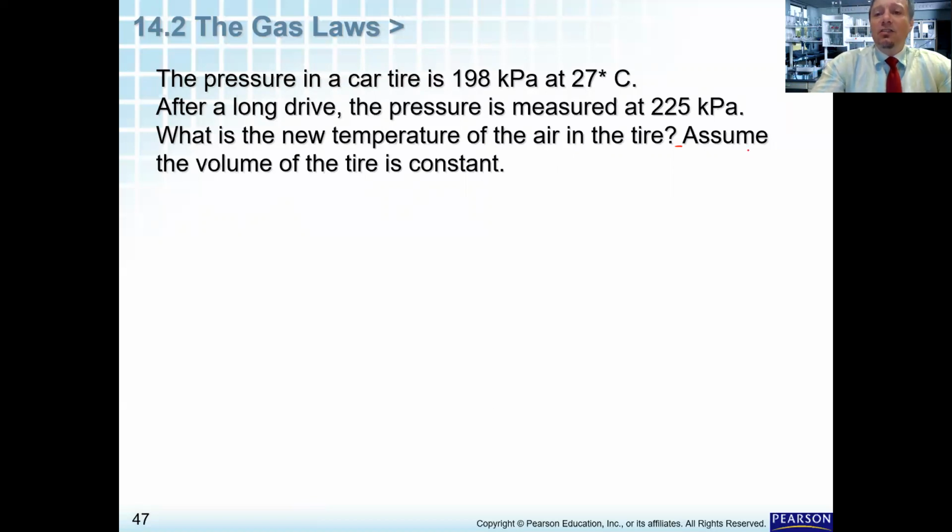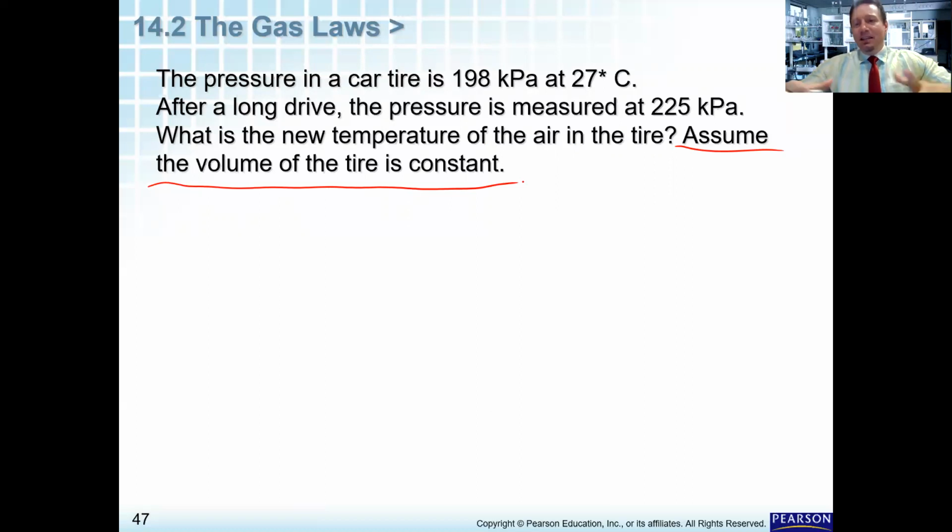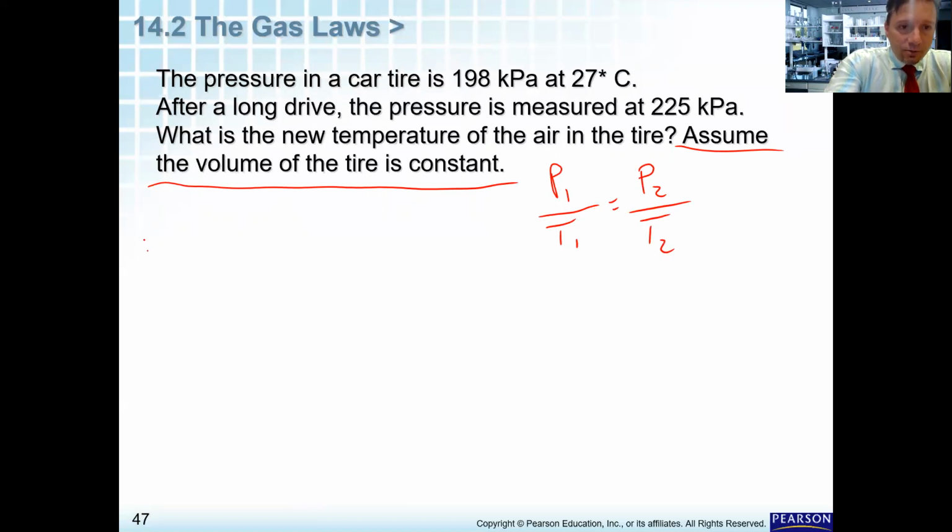So here's a key note: assume the volume is constant. So it's not meaning the tire got bigger. The tire is the same volume. So that means right away Gay-Lussac's law. So I'm dealing with pressure and temperature only. So after I determine that, I can write my formula: P1 over T1 equals P2 over T2.